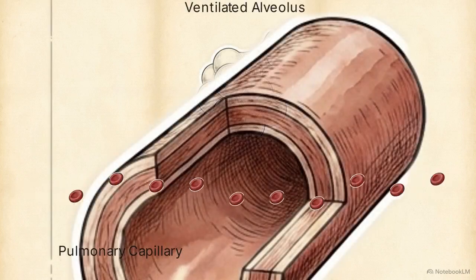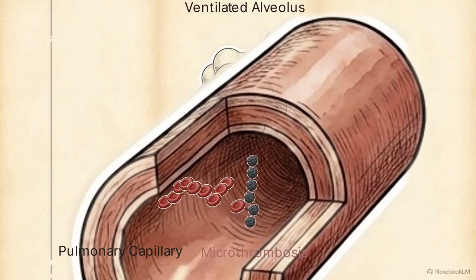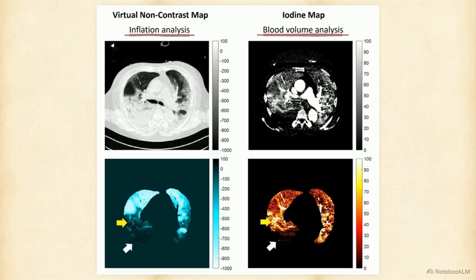Gas exchange failure often originates within the pulmonary vasculature. Endothelial injury and widespread microthrombosis disrupt blood flow, creating physiological shunts that mechanical ventilation alone cannot resolve. Dual energy CT uses energy-dependent attenuation during a single contrast-enhanced scan to separate iodine from background tissue, generating maps of perfused blood volume. These maps contrast inflation on the left with iodine-based perfusion on the right.